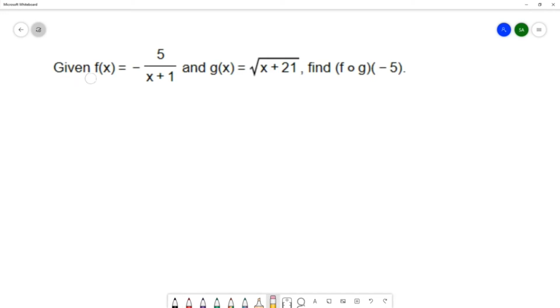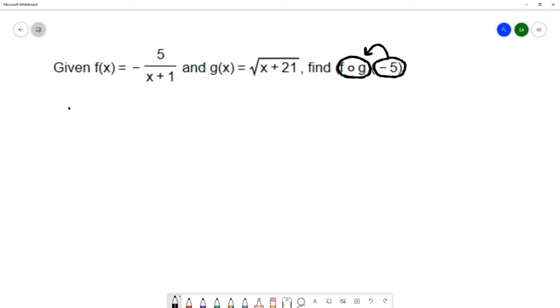In this question, we're given f of x to equal negative 5 over x plus 1 and g of x equals square root of x plus 21. We want to find f composed with g of negative 5. There are a couple ways we can go about this. One way to go about this is to build or construct the function f composed with g, and then once we've built that function, then substitute the negative 5 into that function. So let's start with that way, and then I'll show you another way after that.